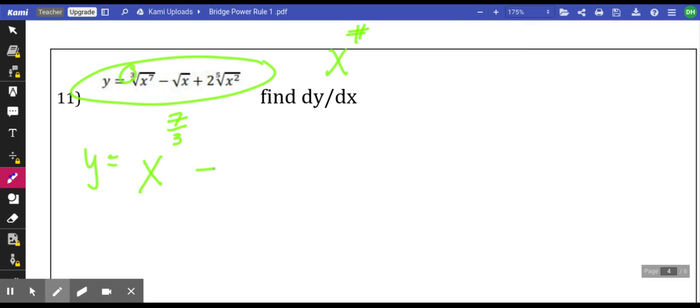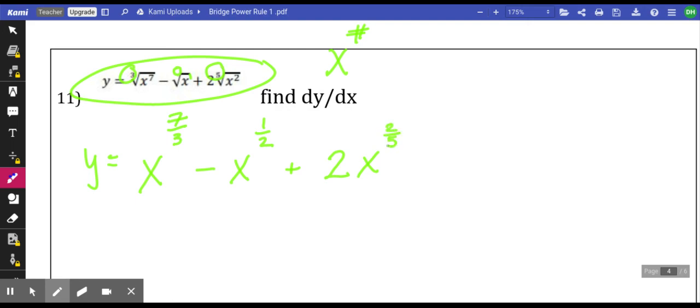Now remember, they don't put a number on all the roots because this one is implied. If this is called a square root, then you should assume that the root is a 2. And this is x to the 1st. So this is x to the 1/2. Plus, this has a 2 in front. This is x to the, the name of the root is a 5th root. So this is x to the 2/5.